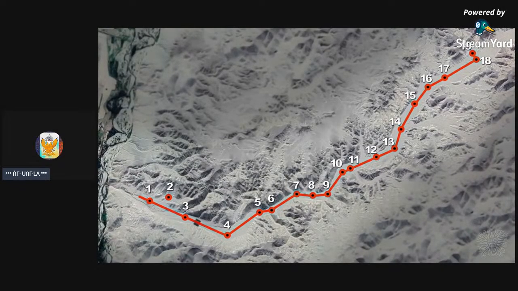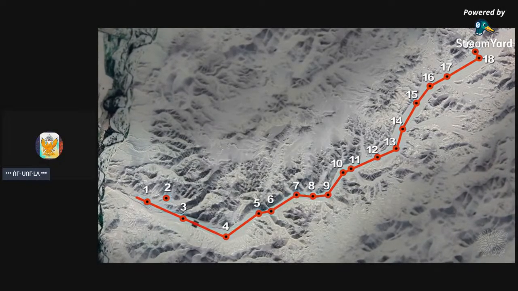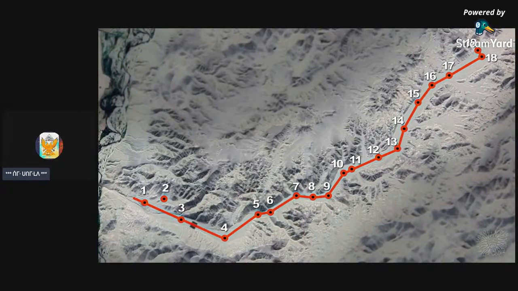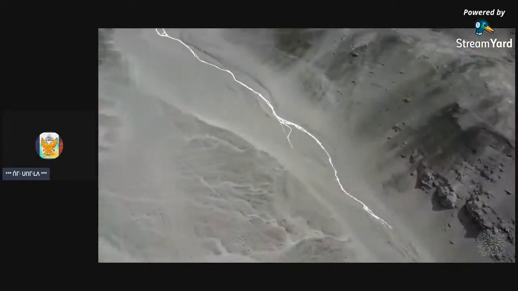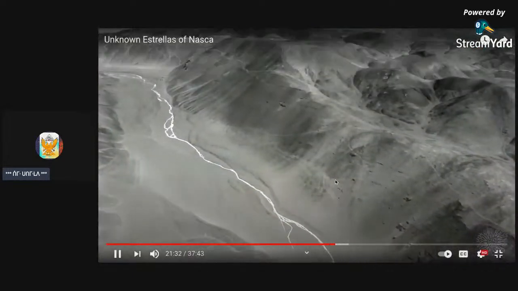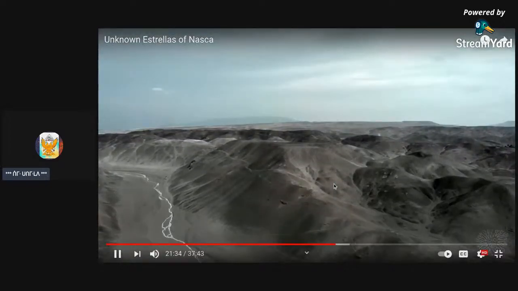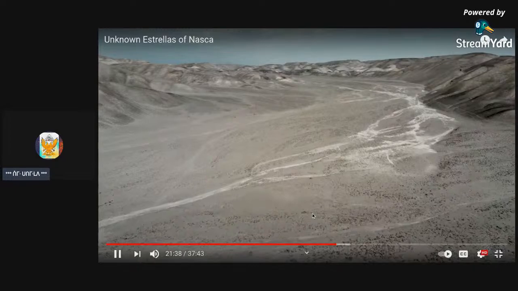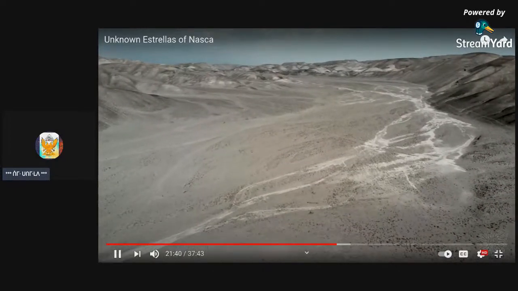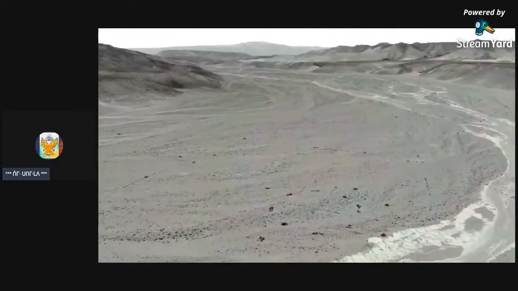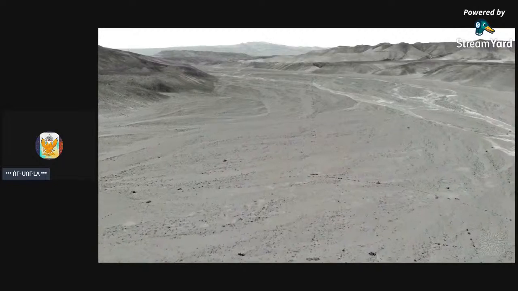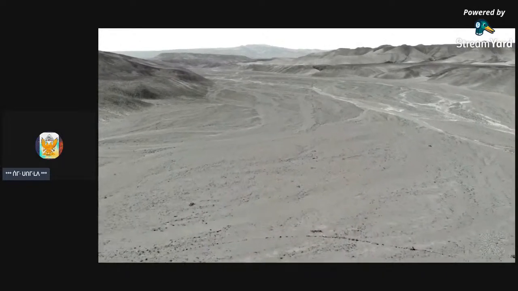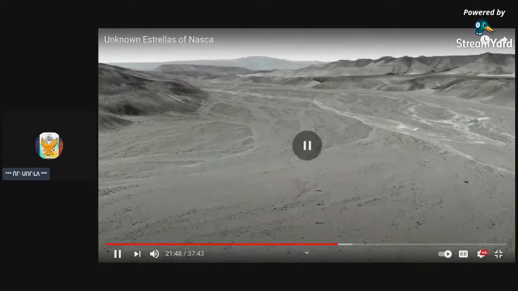The next map shows a similar scheme involving large numbers of geoglyphs. 19 estrellas, or groups of estrellas, are united by a common line running along the bottom of this gorge and uniting all geoglyphs into a single combination. The total length is about 5.5 kilometers, or nearly 3.5 miles. At the 18th.